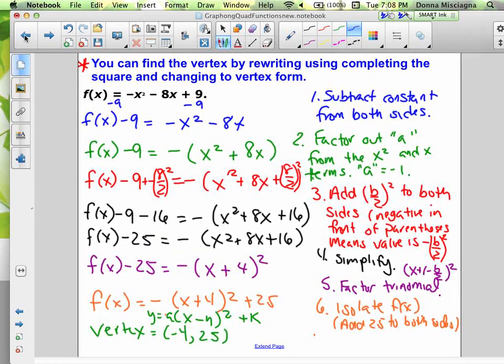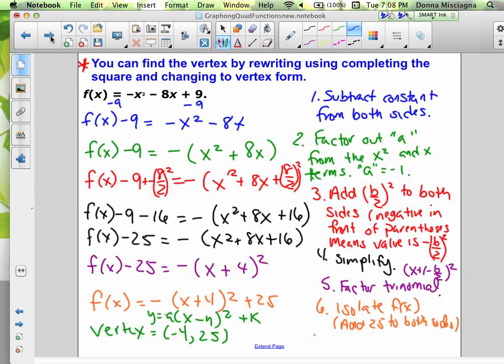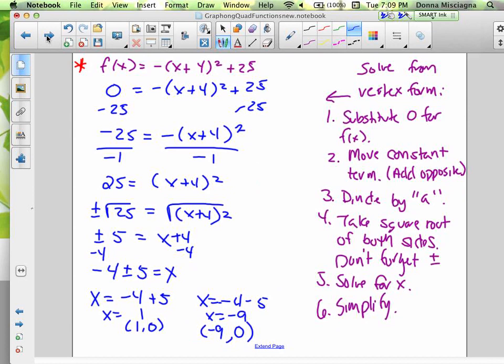So back here, we could skip the whole find the vertex thing. All right, and so you could just rewrite it into vertex form. You've got the vertex, and then just plug in a 0 for the f of x, isolate your something squared, and you've got your x-intercepts. And this really wasn't a whole lot of steps. If I would write smaller, it wouldn't take up so much space.